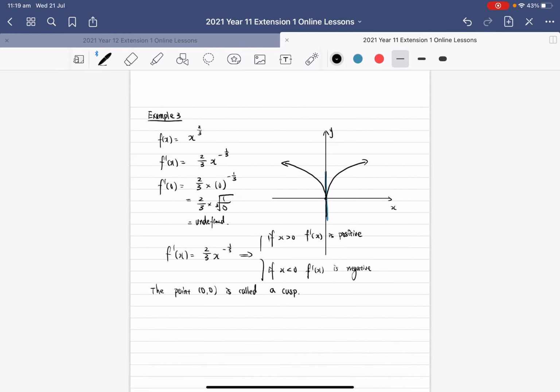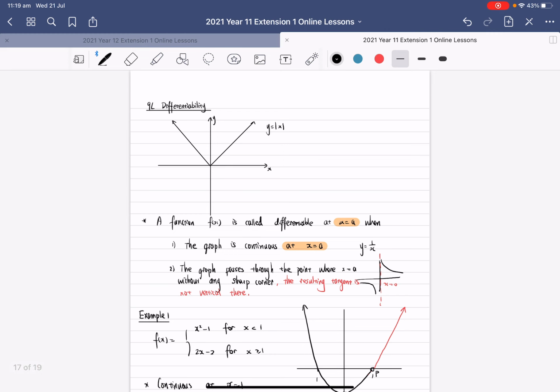I feel like those 3 examples are enough for you to understand how a function is differentiable at a particular point, and what requirement must be satisfied before you can conclude that the function is differentiable. And if the function is not differentiable at that particular point, do we have a vertical tangent?